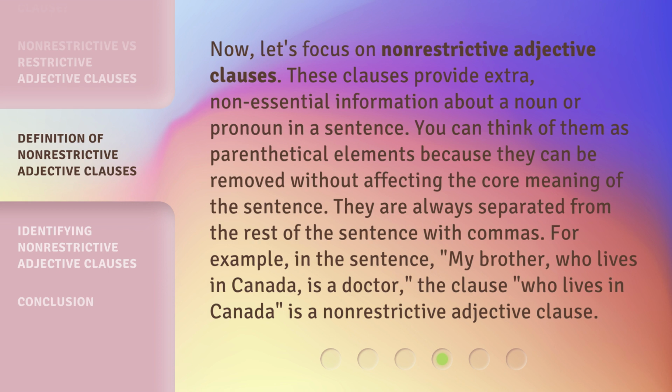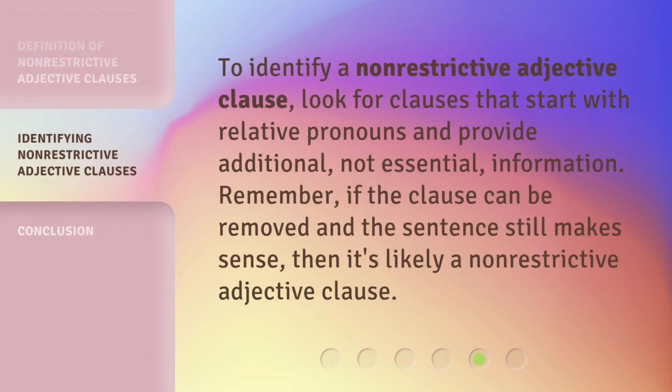For example, in the sentence, my brother, who lives in Canada, is a doctor, the clause, who lives in Canada, is a non-restrictive adjective clause. To identify a non-restrictive adjective clause, look for clauses that start with relative pronouns and provide additional, not essential, information. Remember, if the clause can be removed and the sentence still makes sense, then it's likely a non-restrictive adjective clause.